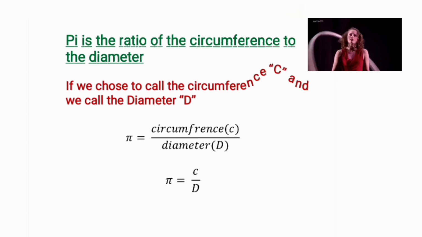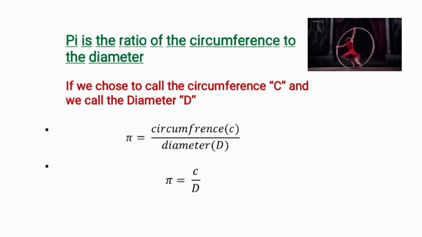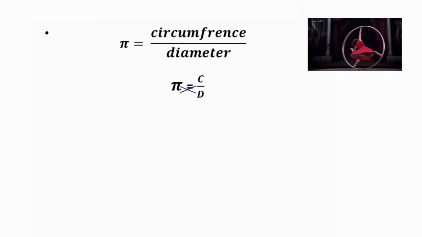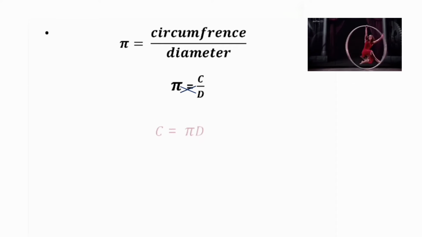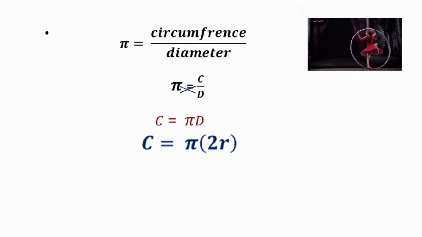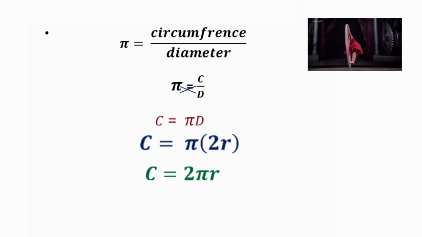If we choose to call the circumference c and call the diameter d, we can write a formula for pi as c all over d. We cross multiply to get c as a term, so c is equal to pi times d. Remember, d is equal to 2r, so we can replace d with 2r. We then rearrange the formula neatly to have c is equal to 2 pi r.